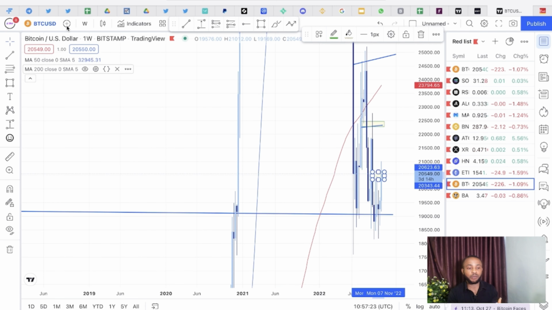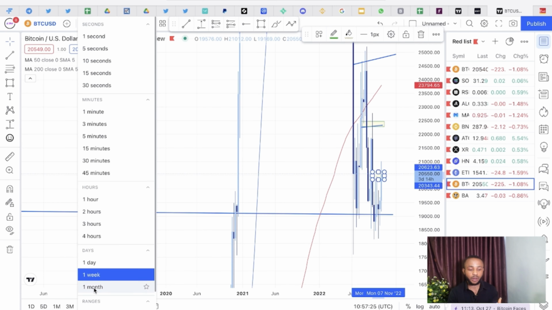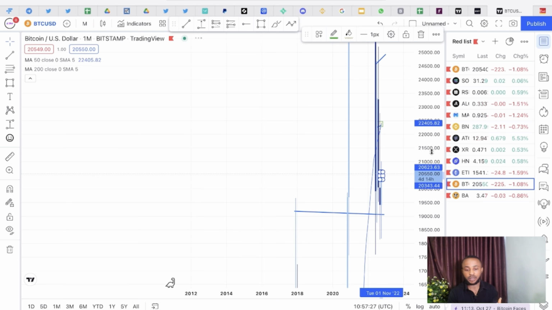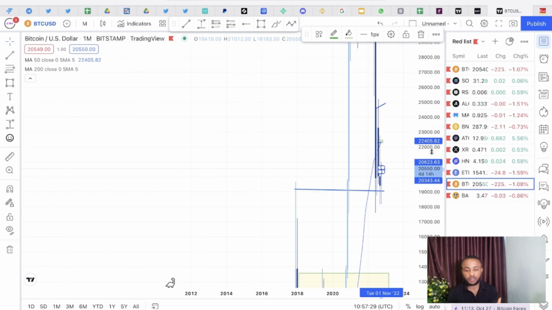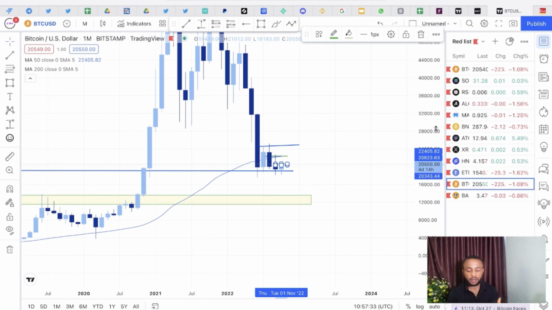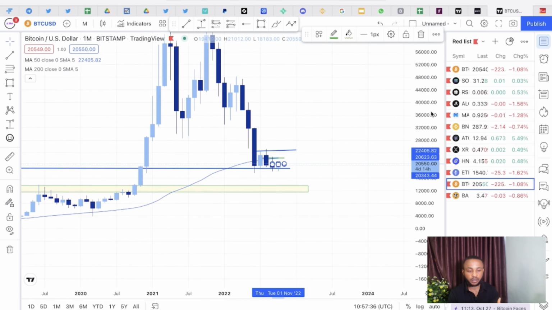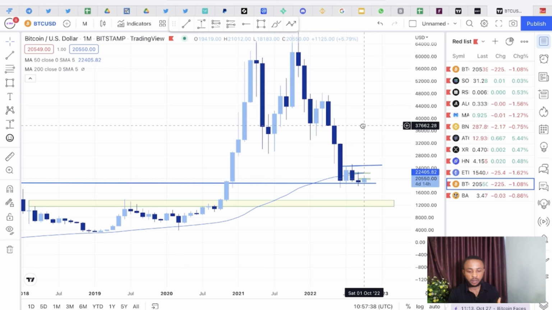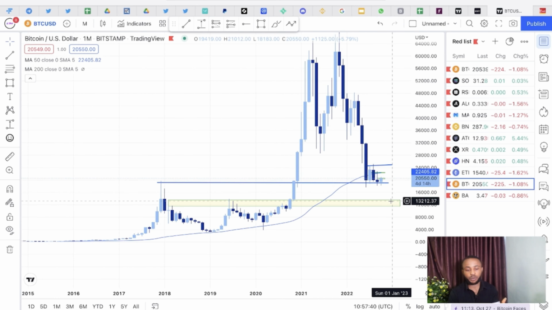We also have the monthly chart. As you can see, this is the monthly chart. This is what Bitcoin's monthly chart actually looks like.